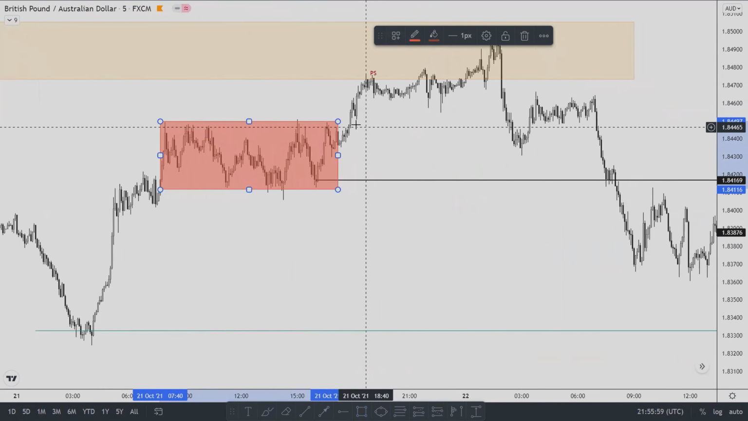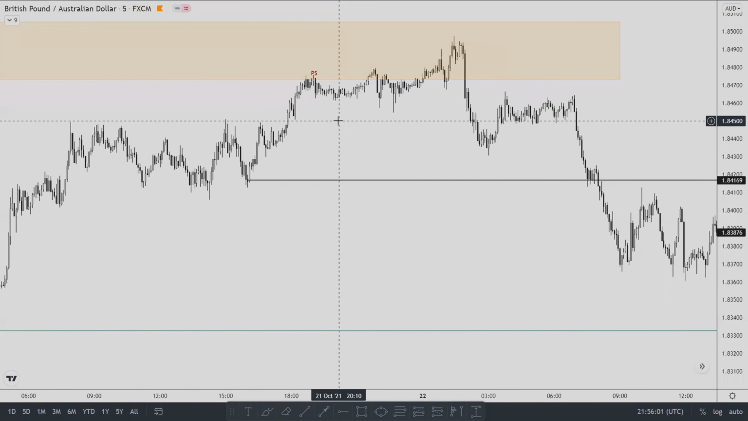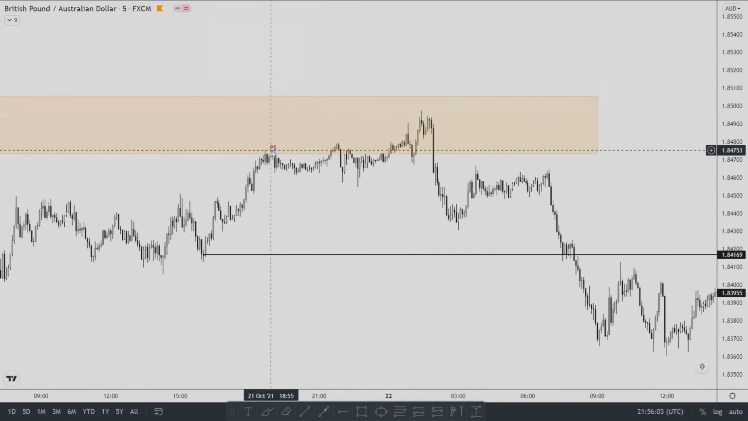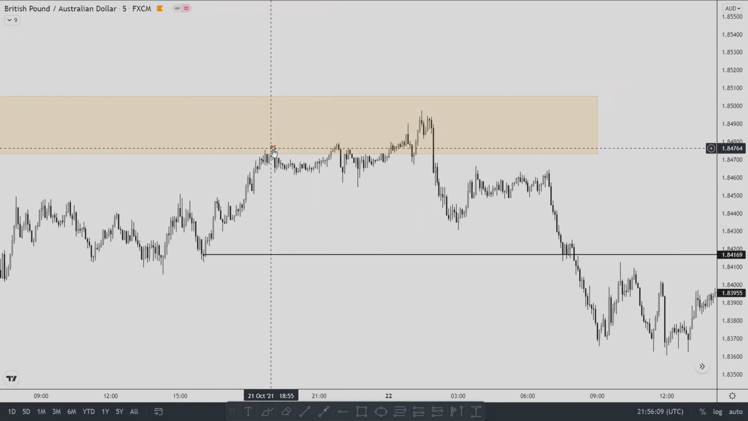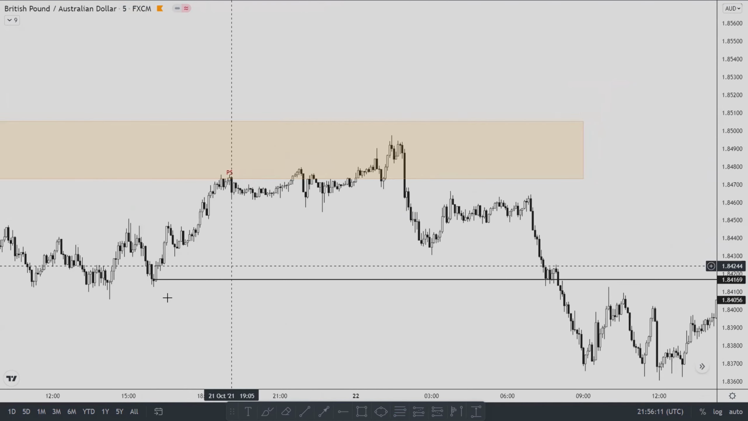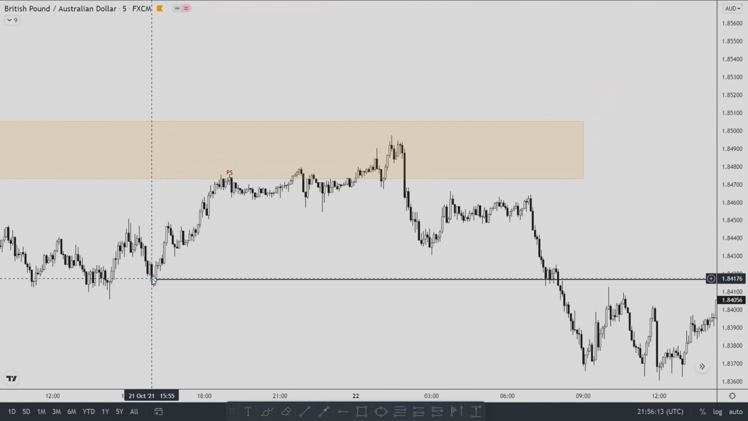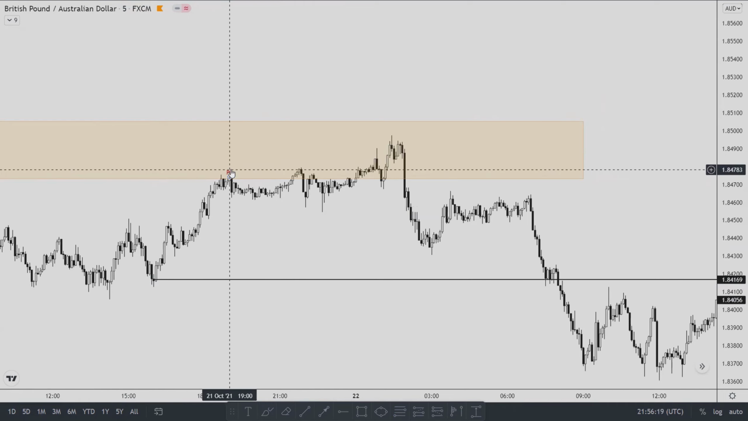So I don't watch my Wyckoff from that point. But once we get to the point of interest area here, where the imbalance was on the 3-hour time frame, that is when I start marking out my Wyckoff. So I mark the low right here. This will be the low on the 5-minute time frame.